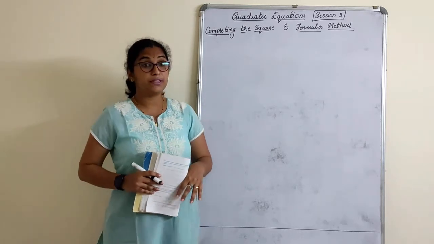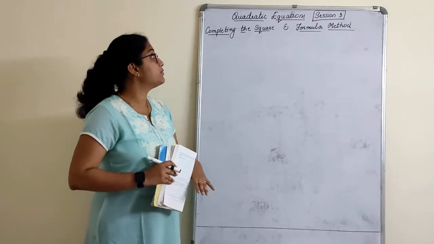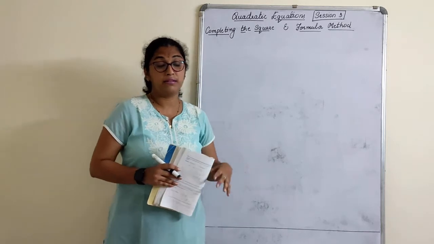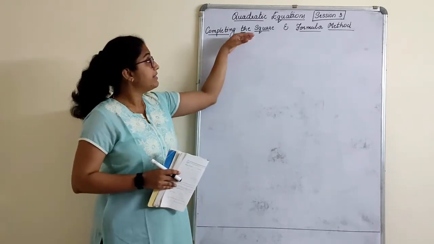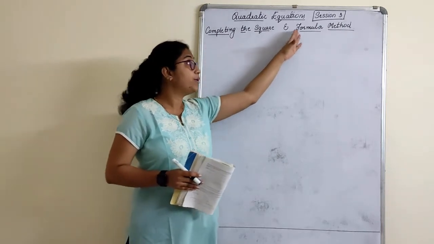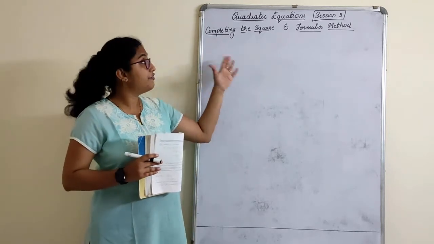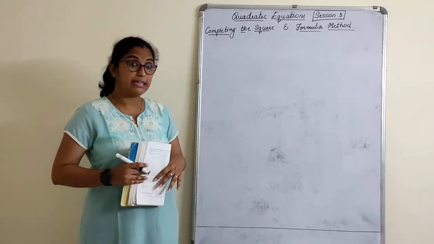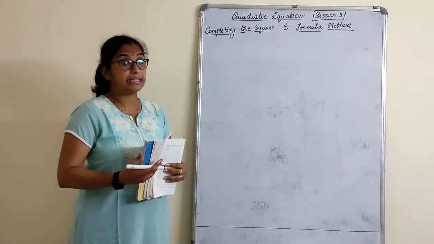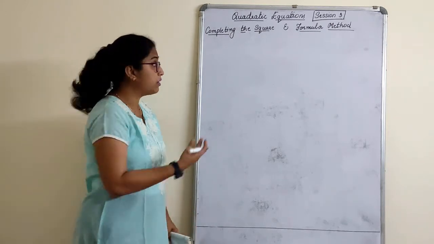Let's begin with this chapter. Till now we have completed the factorization method. Next we will start the method of completing the square and the formula method. These will go together. When we derive the method of completing the square, we actually derive the formula method to find the solution of the quadratic equation. Let us first start with this. What is the method of completing the square? We will understand it step by step.